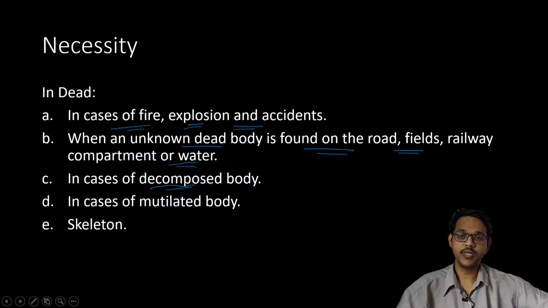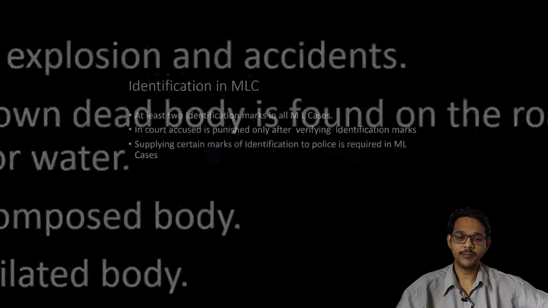In case of decomposed bodies, in advanced decomposition, facial features are lost and the body is bloated up and all the features are lost; again identification is required. In case of mutilated bodies, certain parts of the body may be removed: the head may be removed, that is decapitated, or limbs may be removed. In that case, only a limb may be obtained, and using only one limb the person has to be identified. In case of skeletal remains, where a long lost person may have been killed and put in the fields and only the skeleton is obtained, identification is also required.